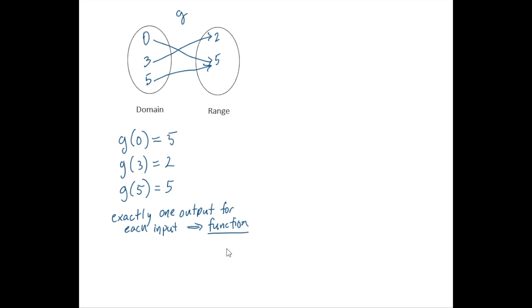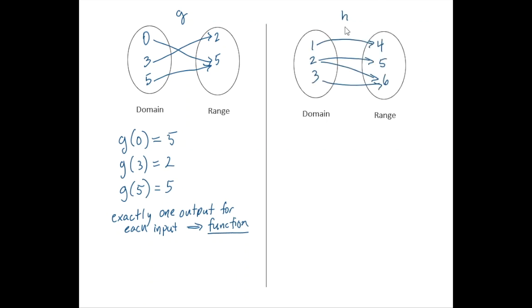Let's compare this to an example that's not a function. We'll call this mapping H. And even though I'm going to show that this is not a function, it still defines a correspondence between the set of values in the domain and the set of values in the range. And any correspondence like this is called a relation.